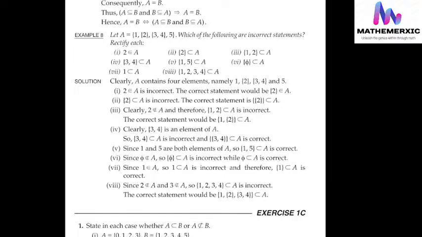Phi, one is a proper subset of A. So you need to put the brackets here, nothing else. Proper subset.